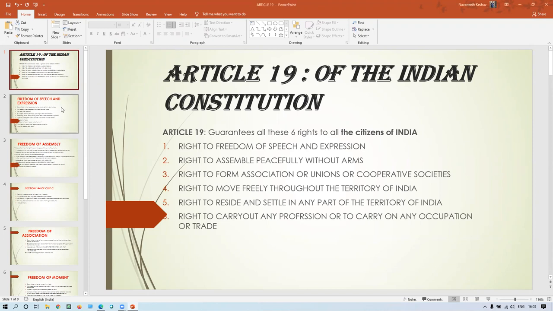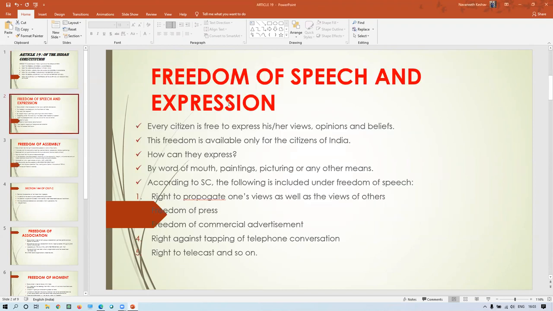So now, without further ado, let us start off with the freedom of speech and expression. That is the first freedom which is discussed under Article 19. According to this, every citizen is free to express his or her views, opinions, and beliefs. How do they express it? They can express it by word of mouth, paintings, pictures, or any other means. Even internet communication is allowed.